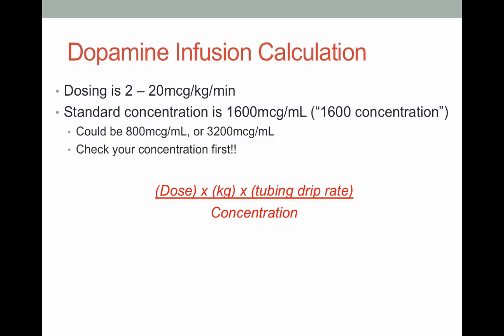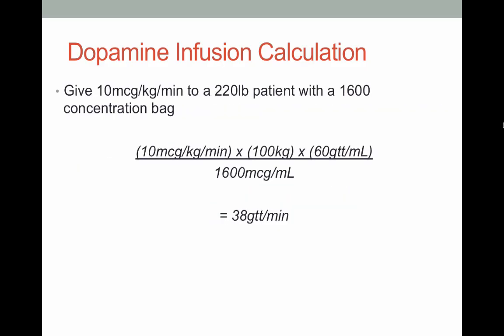Again, 1,600 is the standard, but you might also see 800 or 3,200, so double, triple check before you just assume that it's 1,600. Let's say you want to give dopamine, you've got your bag, and you want to give 10 micrograms per kilogram per minute to your patient who weighs 220 pounds, and you do have a 1,600 concentration bag. So again, we're going to take the dose at 10 micrograms per kilogram per minute. We'll multiply that by my patient's weight in kilograms, so 220 divided by 2.2 is 100 kilograms. Multiply that again by the drip set, and again, I'm using that micro set, 60 drops per ml, and I'm going to divide all that by the concentration in my bag, which is 1,600 micrograms per milliliter. A whole bunch of this cancels out, and we get 38 drops per minute as our answer.